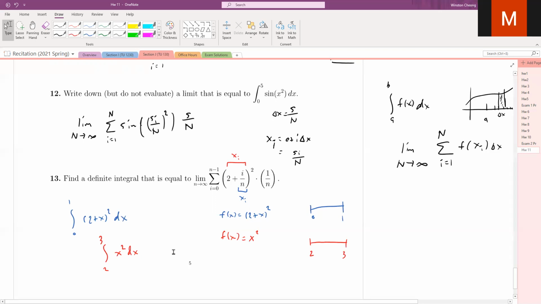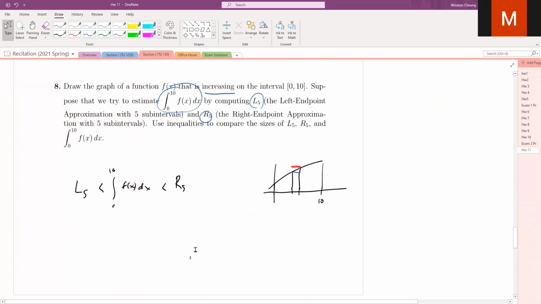I had a question on 8. Yeah, sure. So with this one, I'm trying to see how to word this. Is there any way you could find how much greater your right endpoint would be than your left endpoint? Would you have to show it like that basically?